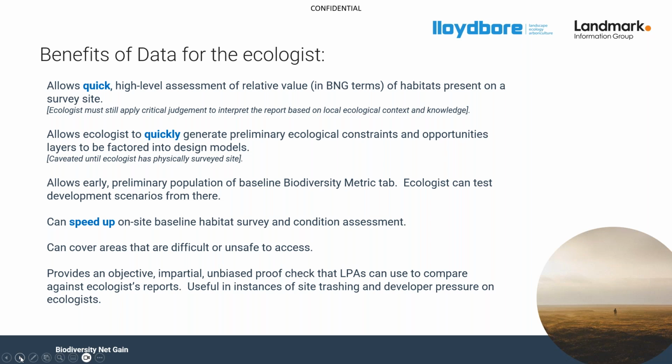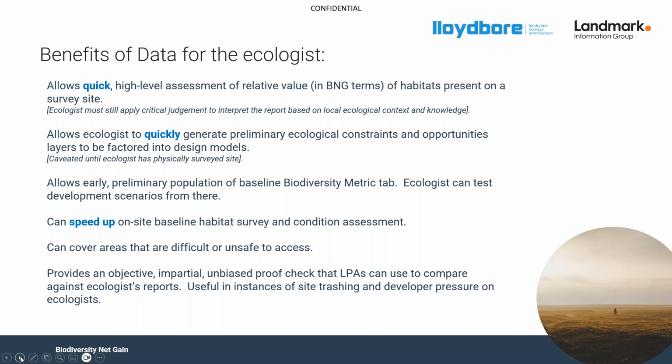The outputs also allow us to populate a preliminary baseline metric calculation, and that then allows the ecologist to go away, play with some development scenarios, say we're going to have 2 hectares of hard standing here, 5 hectares of public open space that we think can be roughly this, and just get some early steers as to likely BNG outcomes or potential BNG outcomes. That is really important for the project design process, just understanding, are we roughly on the right track, getting a more responsive involvement from the ecologist, and that's where this really helps.